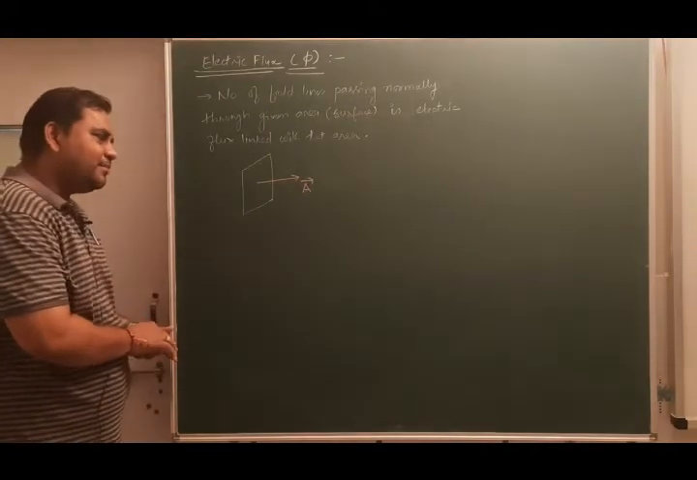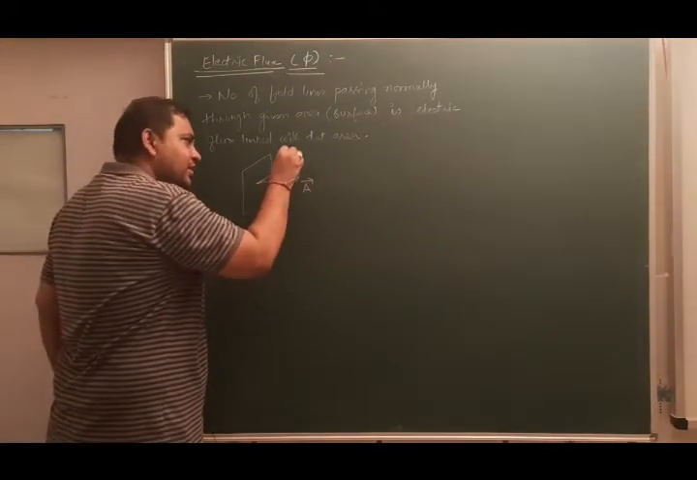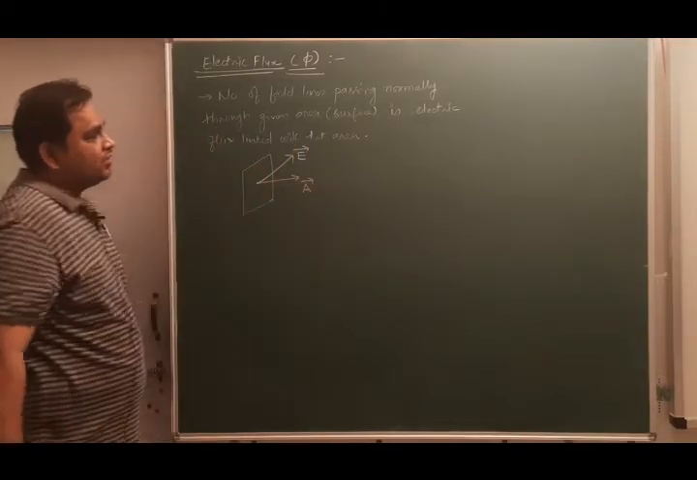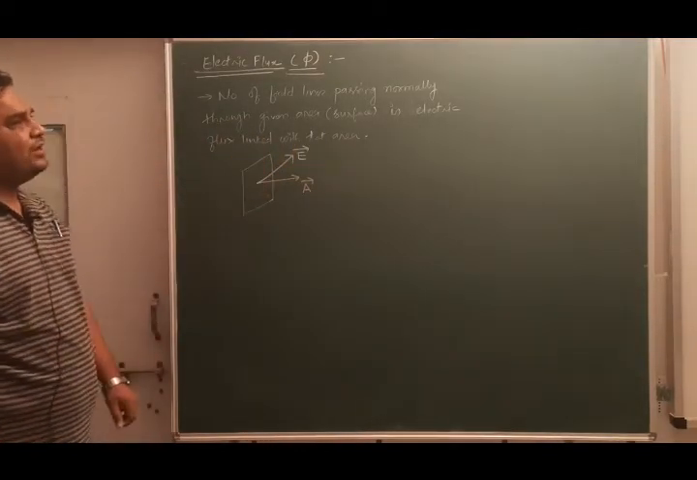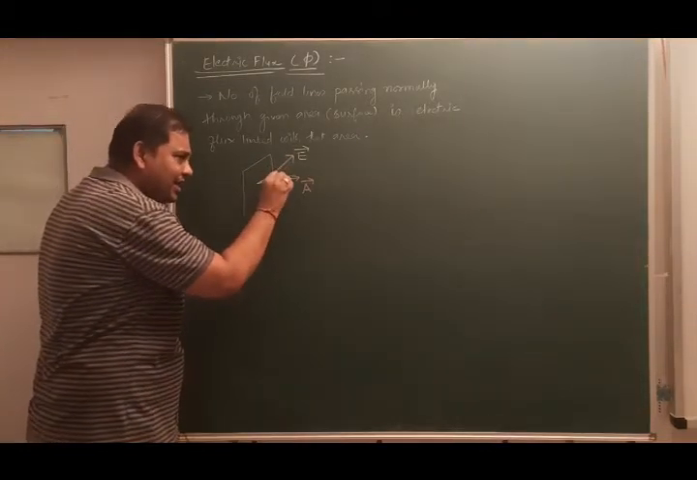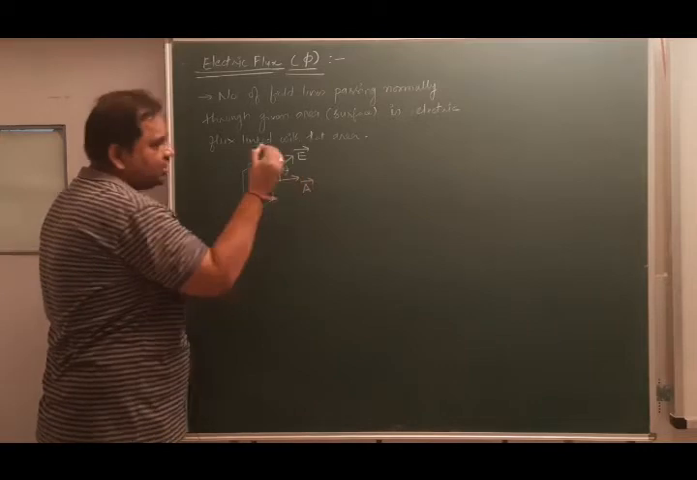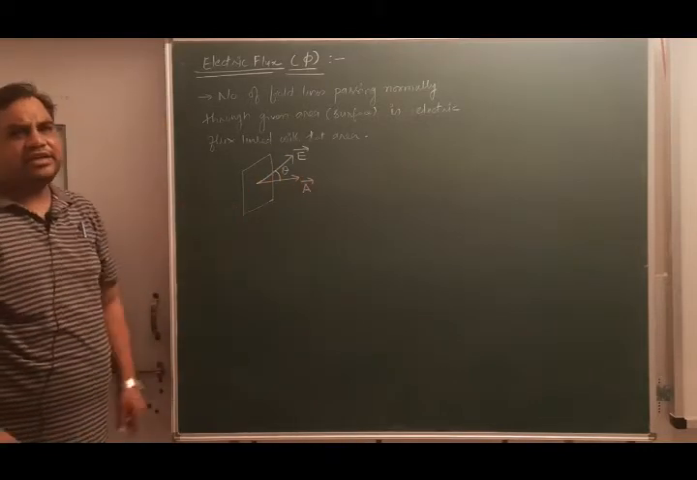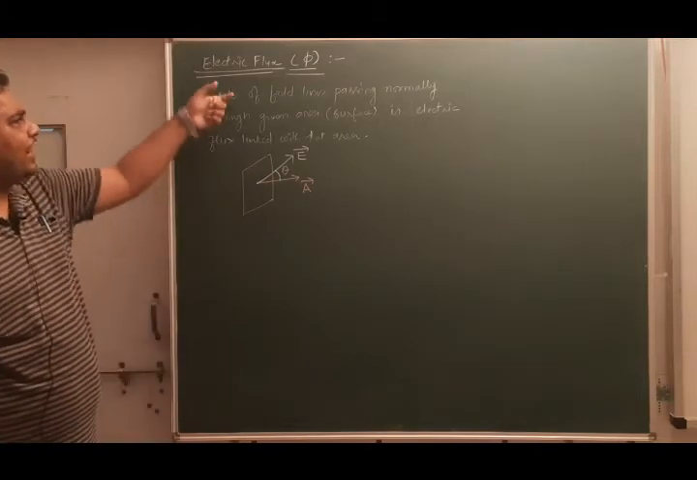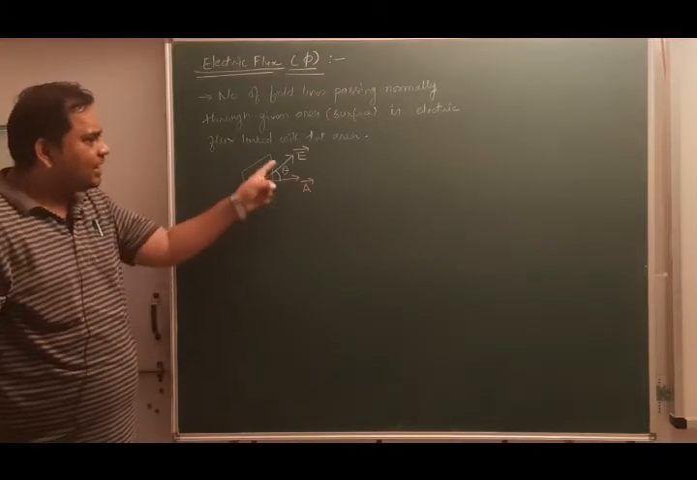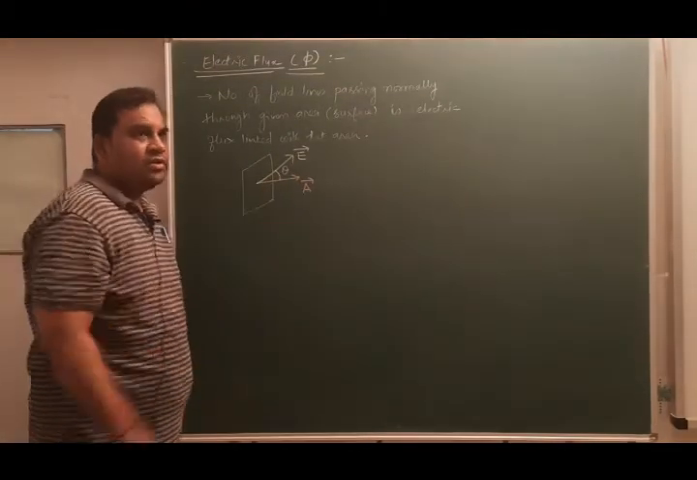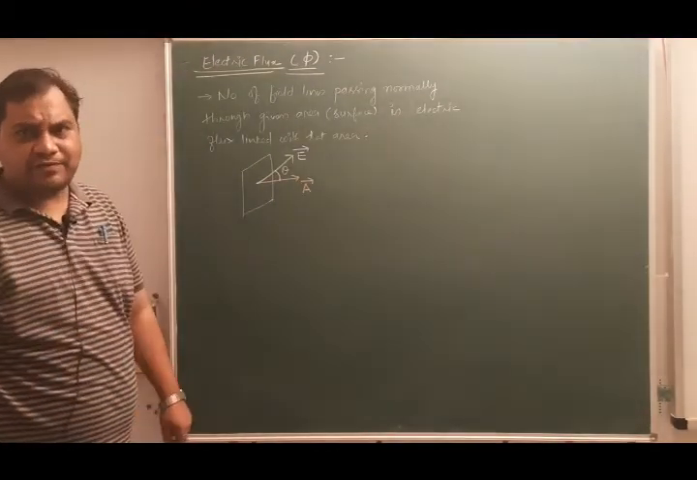And in this region electric field is given by, say, vector E. Over here electric field is given by vector E such that angle between E and A is equal to theta. Angle between E and A is what? It is equal to theta. So how to find out the number of field lines which are passing through this given area? For that we use the characteristic of electric field line.